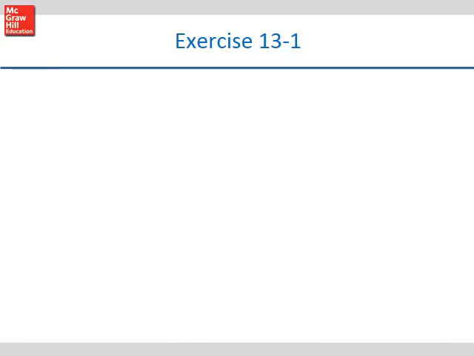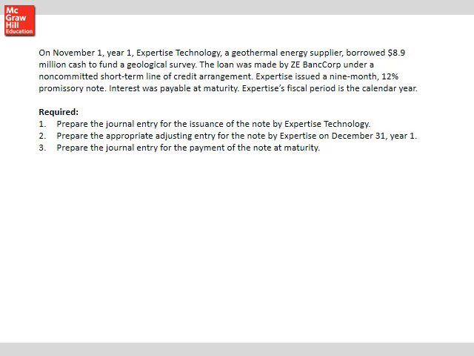Okay, exercise number 1. On November 1st of year 1, Expertise Technology, a geothermal energy supplier, borrowed $8.9 million cash to fund a geological survey. The loan was made by ZE Bank Corp. under a non-committed short-term line of credit arrangement. Expertise issued a 9-month 12% promissory note. Interest was payable at maturity. Expertise's fiscal period is the calendar year.